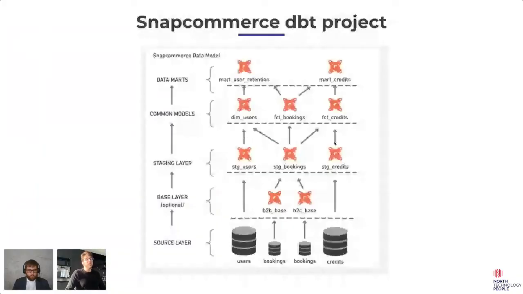For us, we use a fairly simple model. We do sort of Kimball light, but the way we've organized our DAG is essentially the same as I showed before: a source layer, a base layer, a staging layer, then your dimensions and facts, and then data marts on top of that, which join together dimensions and facts and are more domain specific. I think this is a fairly simple model that anybody could implement.